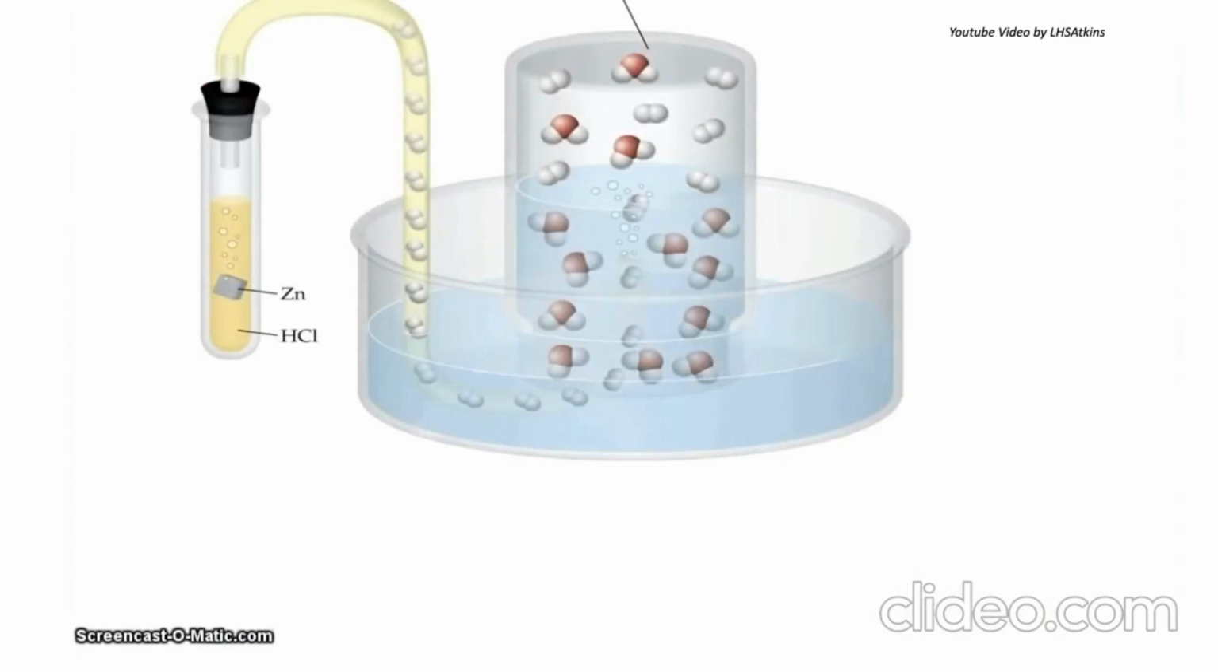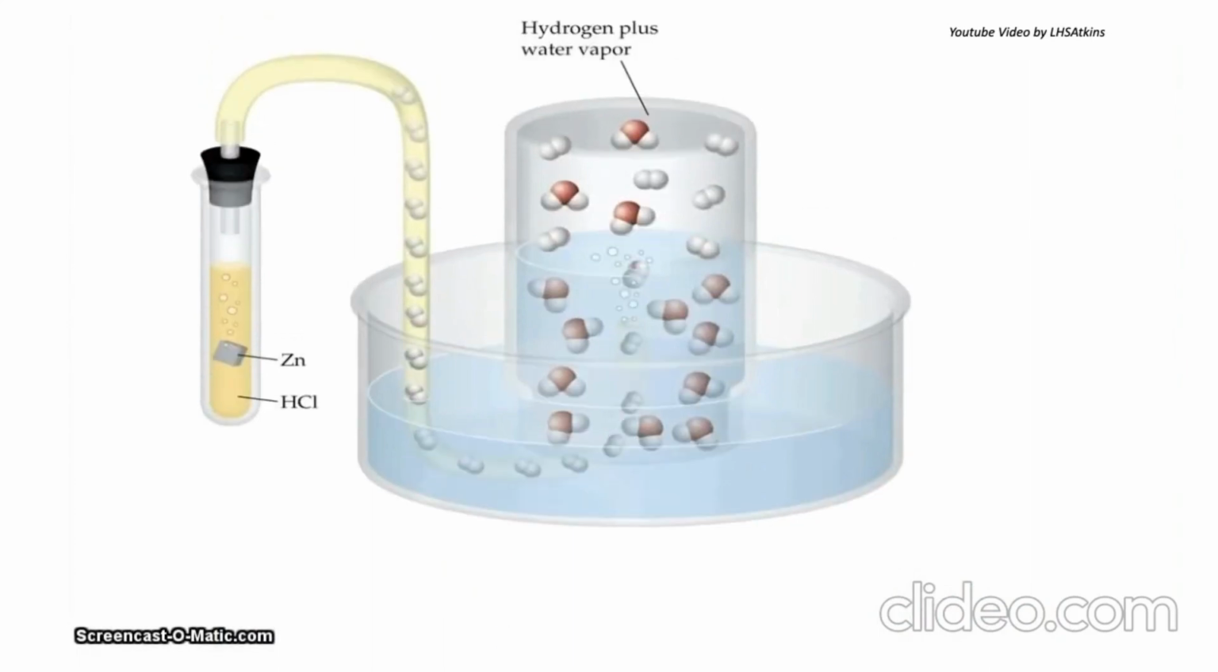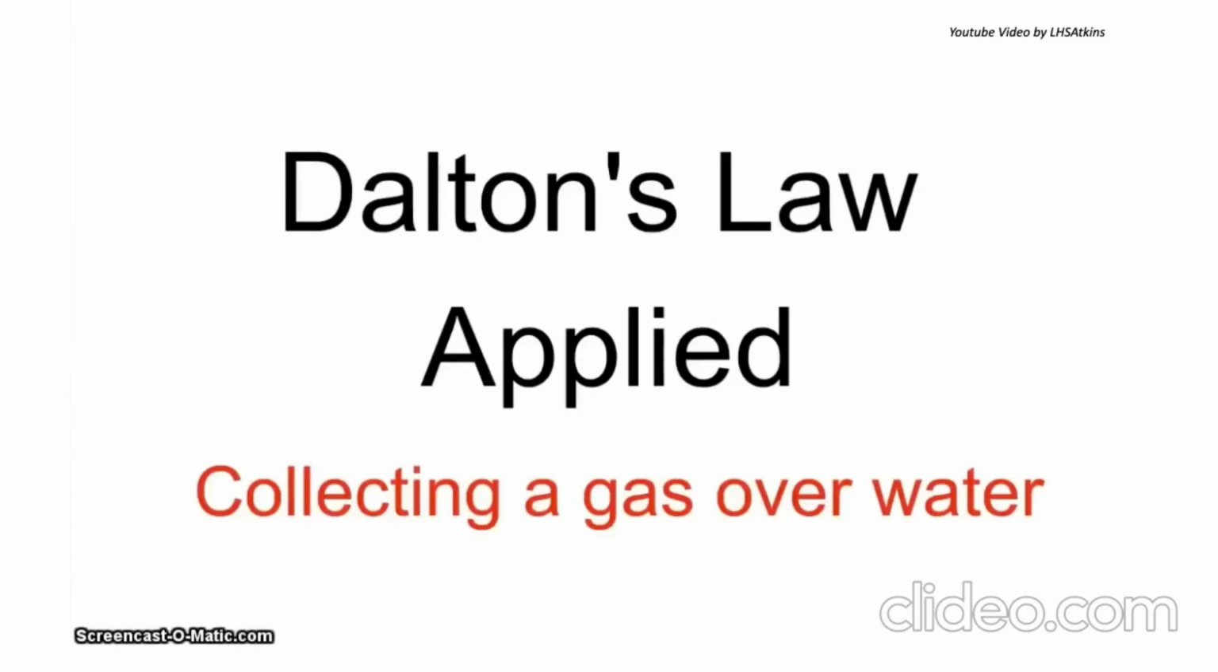So here we have a diagram of what I'm talking about. We have a reaction of zinc with hydrochloric acid, a single displacement generating hydrogen bubbles. Those hydrogen bubbles would just escape into the air, but we want to collect them. So we put them into this tube, which leads into this jar. The jar began full of water, but as we bubble the hydrogen gas into it, it pushes the water level down and down, and so we have a container full of hydrogen gas. That's what we mean by collecting the gas over water.